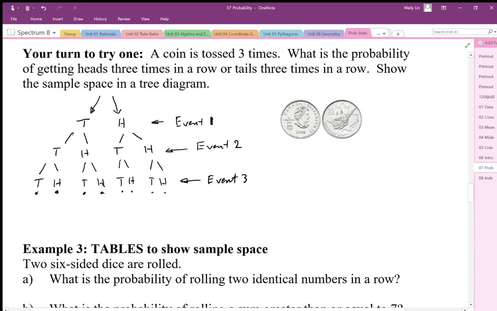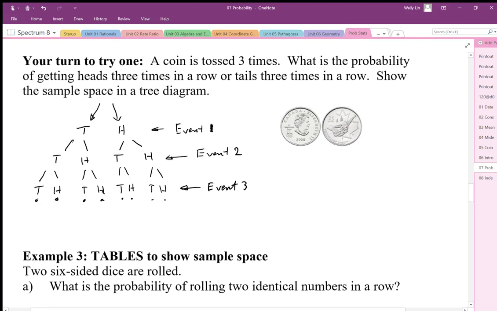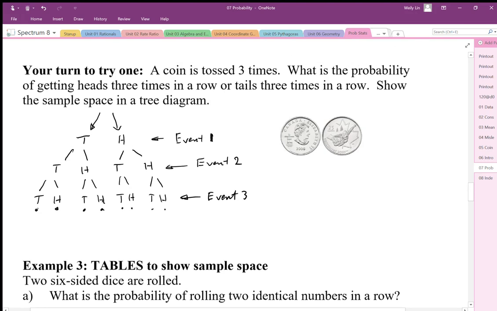So we can see probabilities now. If we said, what's the probability of getting heads 3 times in a row? Well, that would be going down this branch. There's one possibility here. 3 tails in a row, there's this branch. There's one possibility here. So if we were to write the probability of 3 heads or 3 tails, there are 2 outcomes that we want, and there's 1, 2, 3, 4, there's 8 outcomes in total. So the probability is 2 out of 8 or 1/4 or 25%.